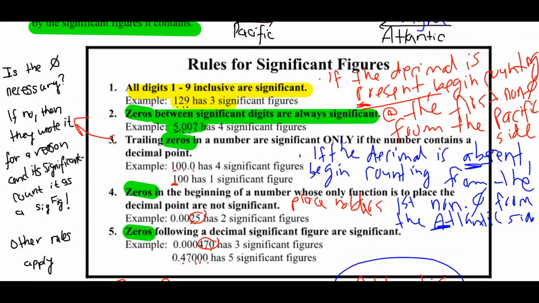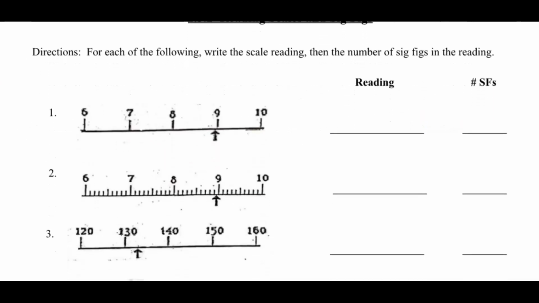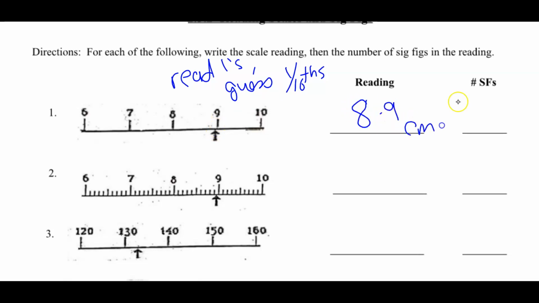We got one more page. We're actually going to start applying the sig figs here. So we've already done some reading tools. Now remember, it's always going to be what you can read plus 1 digit that you estimate. So on this first ruler, you can read the ones. So we're going to guess the tenths. This is about 9. I'm going to call this 8.9 centimeters. And you can see there's 2 sig figs. So I read 1 sig fig and I guessed the second sig fig.